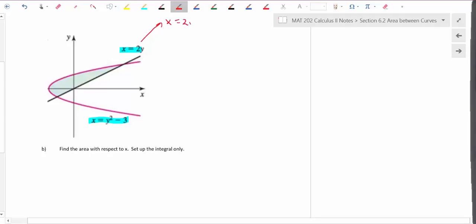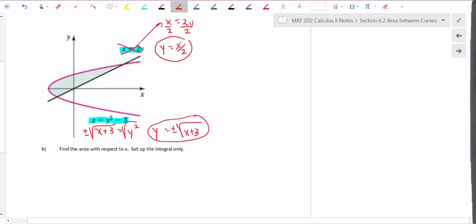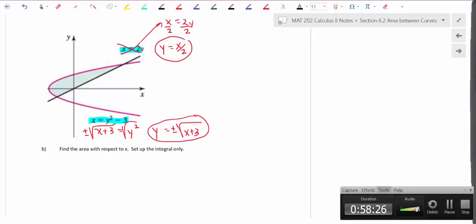We have x equals 2y. If you divide by 2, you get y equals x over 2. Same thing here. We're going to solve this, so you can add 3 to both sides. So you have x plus 3 is equal to y squared. And when you take the square root of both sides, you have to be cautious about the plus or minus. So you actually have y equals plus or minus the square root of x plus 3. If you're going to do a dx integral, your two functions need to be solved for y. Okay, so we need to get that done.